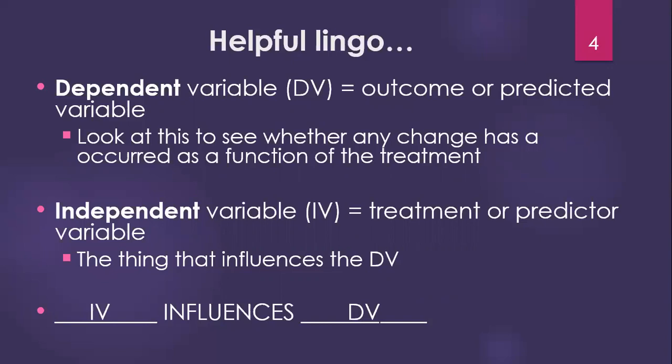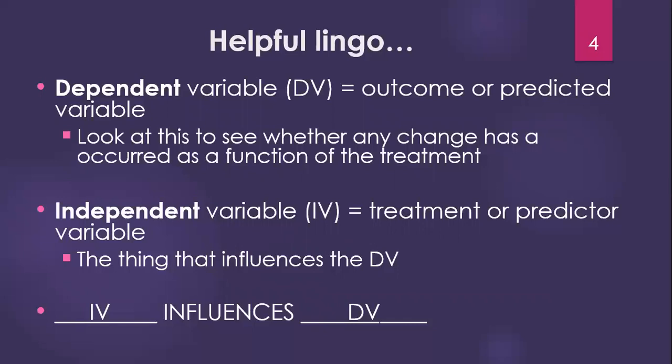Some helpful lingo, and this is one of the things that isn't covered in chapter 7 that's actually in chapter 6, but I think it fits much more usefully with this lesson, is the difference between dependent and independent variables. So when we look at a research question or a hypothesis, we know that there's at least two variables in there. One is called the independent variable and one is called the dependent variable.